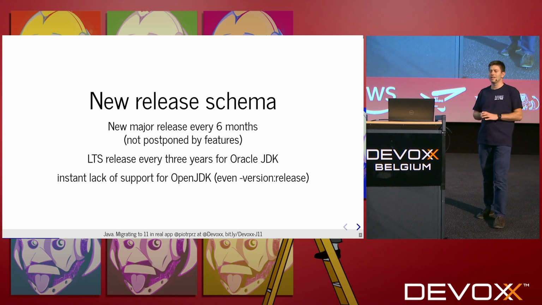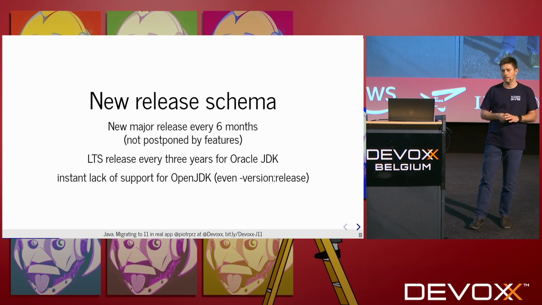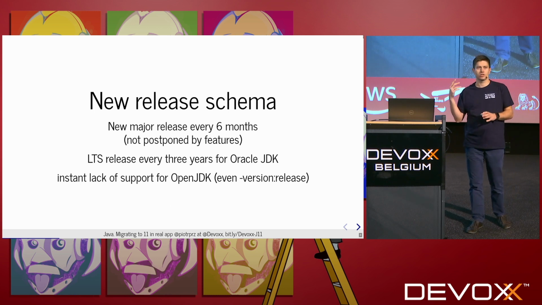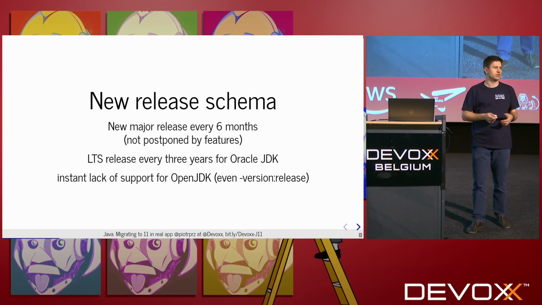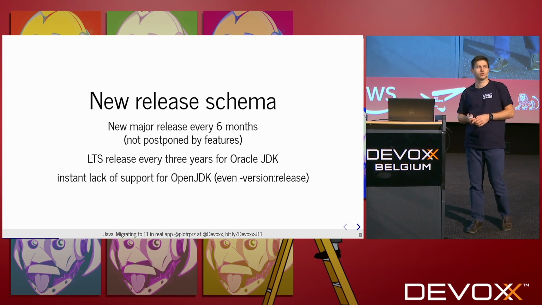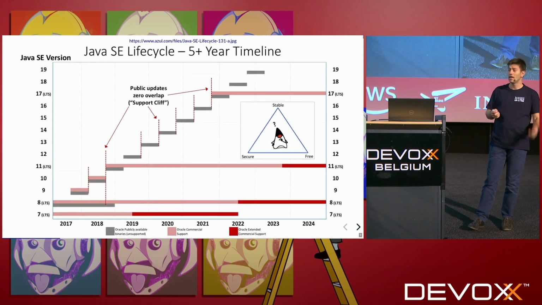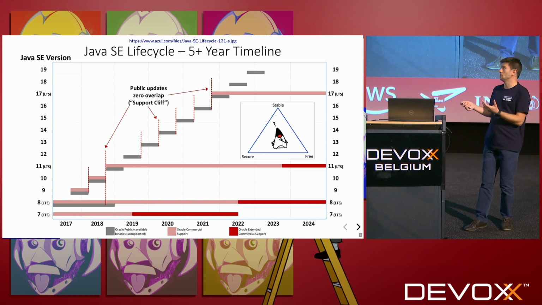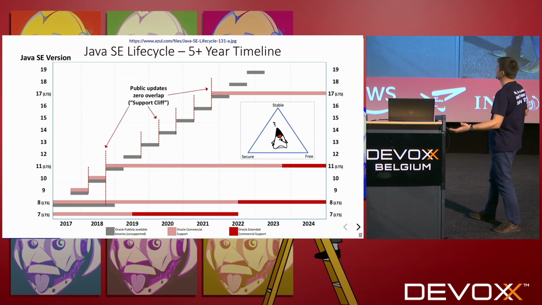And this also means instant lack of support for the previous version of Java for OpenJDK, basically. So you can't even switch to the previous one using this version :release as we used to do sometimes in the future. Sorry, in the past. And now there's this little, or maybe not little, actually it's huge. I mean, this is huge.